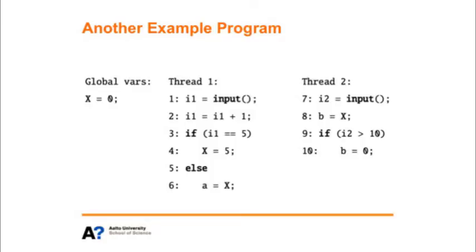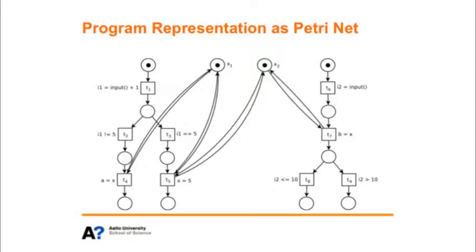Here we have a global variable x, and then I1 is an input. I1 gets incremented locally. Then if it happens to be 5, we assign the global variable. Otherwise, we read the global variable to a local variable copy, and then there's another thread, etc. We read an input, then we read the global variable. If the input happens to be something, then we actually assign a local variable, etc. So nothing really deep. If you represent that as a Petri net, then you'll have these 2 copies once more.